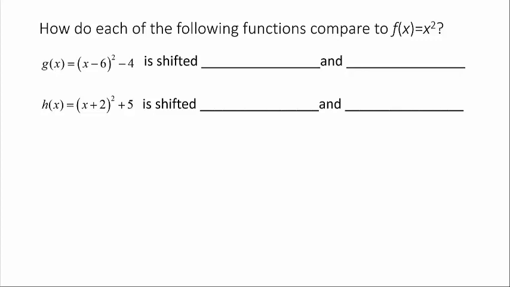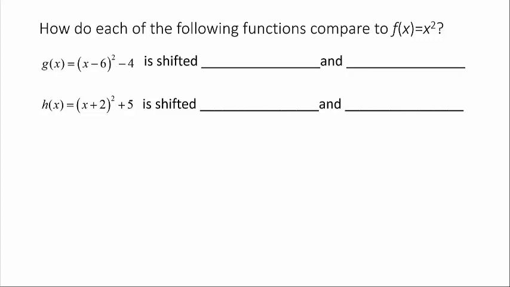In this video, we'll show how quadratic functions in vertex form are related to a basic graph of y equals x squared. So in this example, we're asked how do each of the following functions compare to the graph of y equals x squared? And what we're getting at here is how are they shifted? If we take x squared, what would we have to do to x squared in terms of shifting it left, right, up and down, etc., to get it to look like these functions.